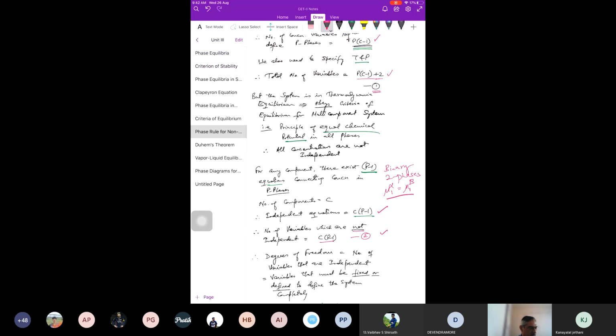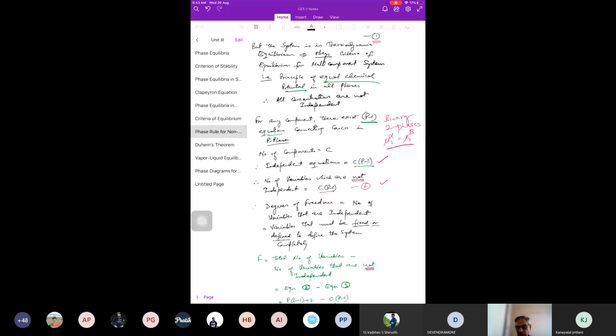Okay, if there are no questions, then we define degrees of freedom as number of variables that are independent, which is nothing but variables that must be defined or fixed to define the system completely. That's the definition of degrees of freedom. And this is equal to total number of variables जितना हमने define किया था कि इतना specify करना चाहिए minus total number of independent equations which you already have, right? ये जो हमारा ये दिया है, right?